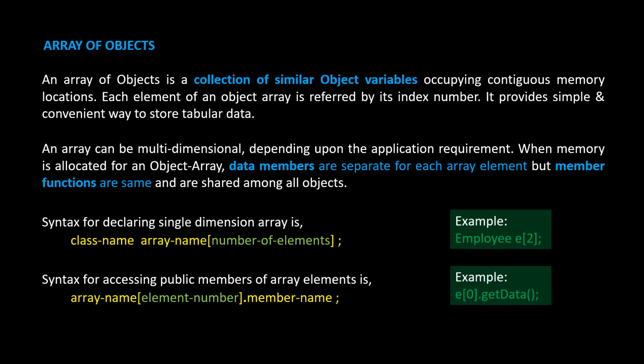For example, e0.getData function. This statement calls the getData function of first object, in the object array, named e. We will next write a program to understand how an array of objects can be handled. Program 55. Use an object array to input employee name, ID, salary of 2 employees and display them.